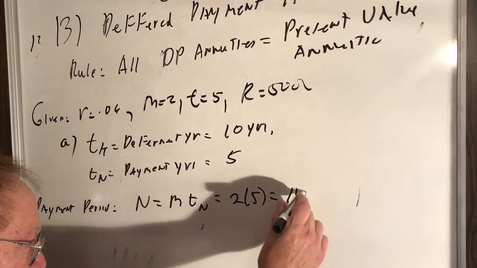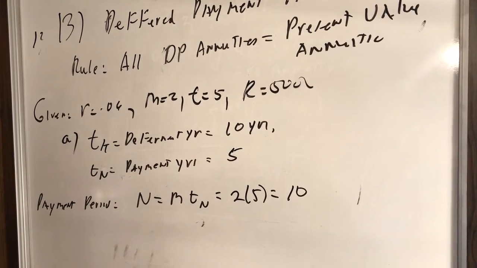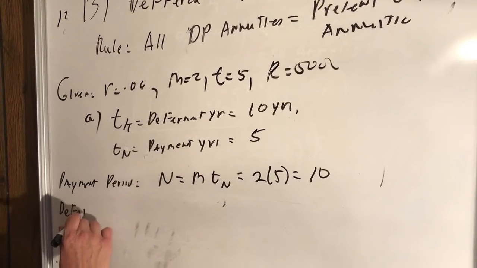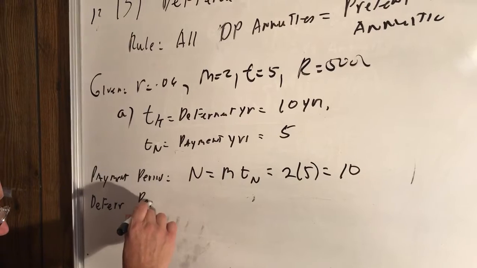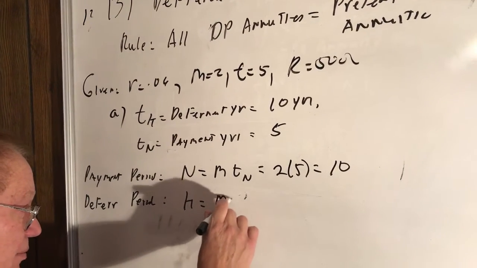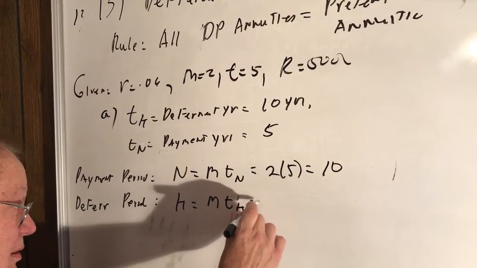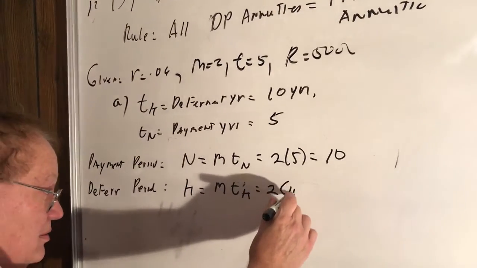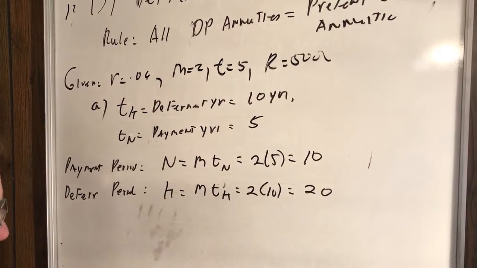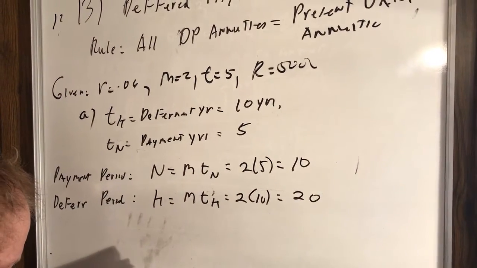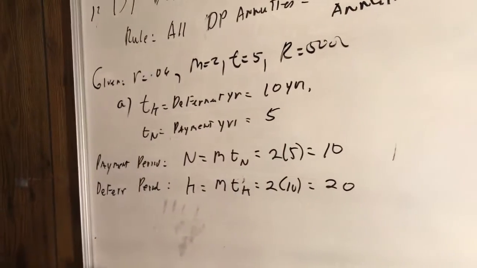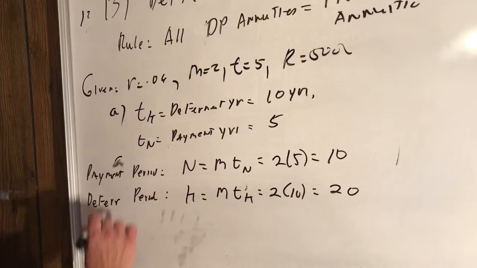So that's 10 periods of payment. The deferment period is k equals mt of k. That's 2 times 10. So you're going to defer this for 20 periods. All right. Find the number of payment periods and number of deferment periods. We found that. That's part A.